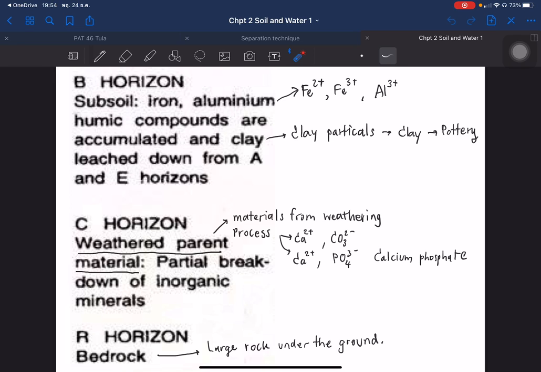And the next one is the C layer. So the C layer here contains weathered rock. The rock comes from the parent material. So different types of parent material can provide different minerals. For example, calcium carbonate can break into calcium and carbonate. Magnesium sulfate can give magnesium and sulfate ions like this, and it will be one of the components of the soils. And lastly, here you can have a very big, large rock we call the bedrock.